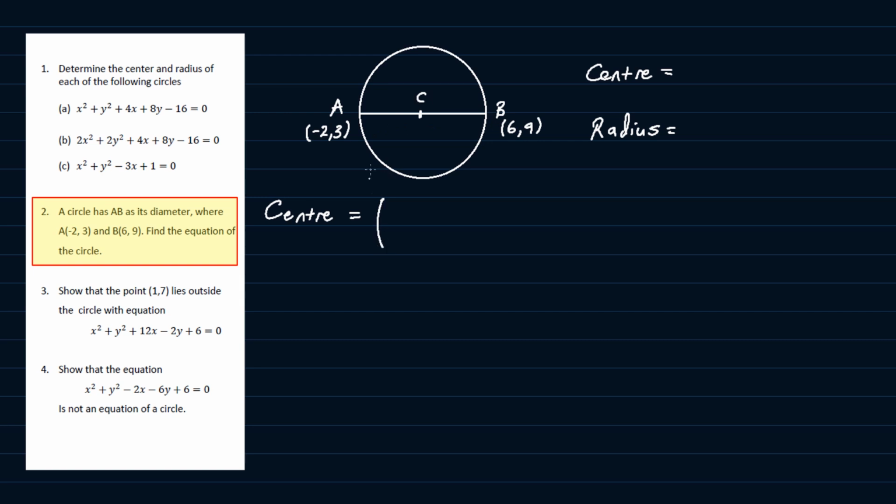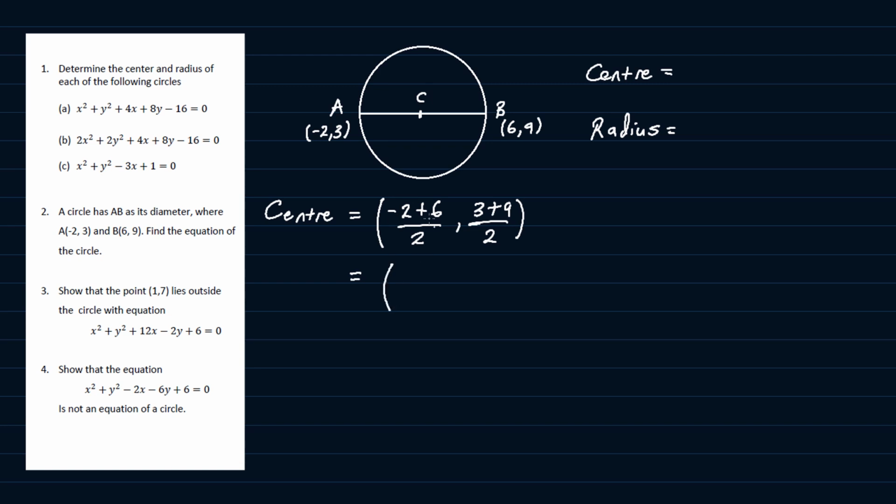And to find the midpoint, we'll go sum of the x coordinates, or the average of the x coordinates, that's minus 2 plus 6, divide that by 2. Then the average of the y coordinates, 3 plus 9, then we divide it by 2. So we'll be having minus 2 plus 6, that's 4, so that's 4 over 2. Then 3 plus 9 is 12, so that's 12 over 2. So that's 2 and 6. So that's the center of the circle here. So we have 2, 6.